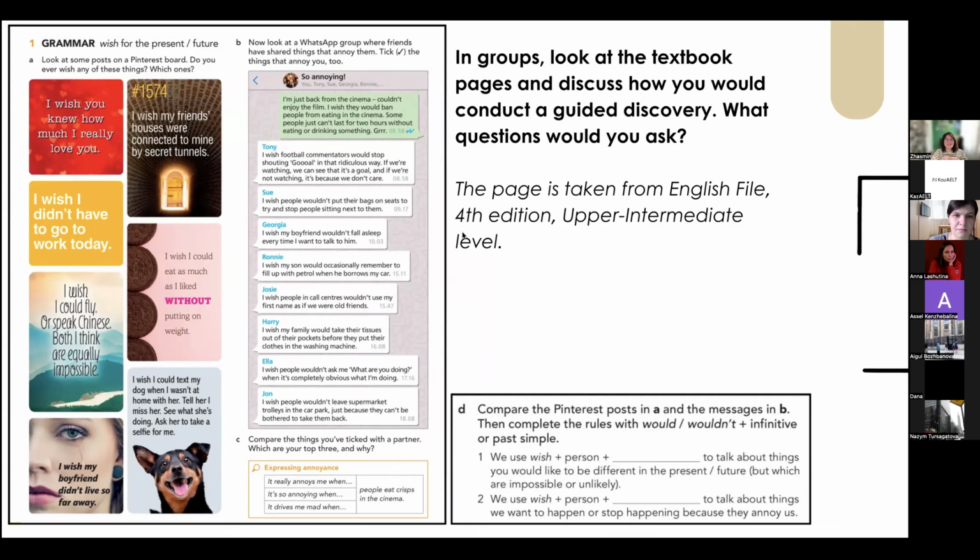How would you present it in the lesson? Would you use both topics? Would you separate them? What do you think? Would you present both in one lesson, I wish plus past simple, I wish plus would? Or would you separate it? Realistically, be honest with me. I'm not going to judge you.